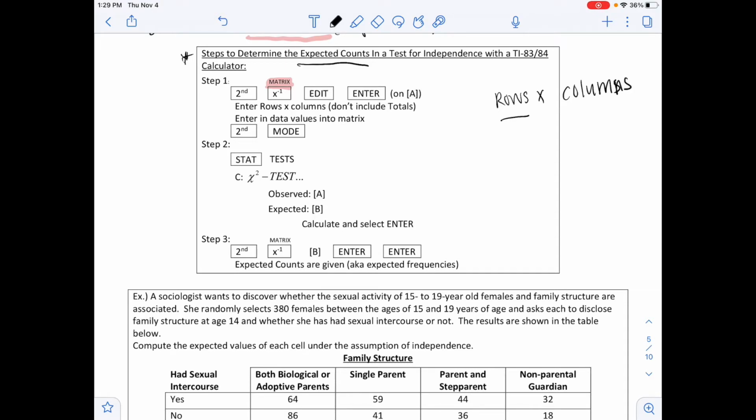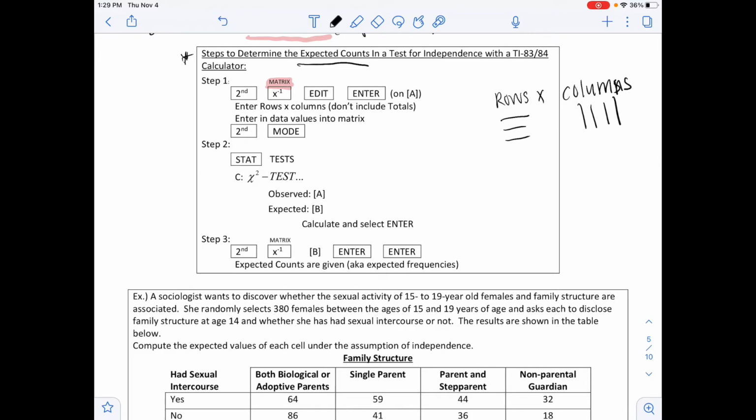Rows are horizontal and columns are vertical. And so you put in a 2 by 3, or in this case, the way I drew it, a 3 by 4. Then you're going to enter the data values into the matrix. Then you're going to hit second mode.